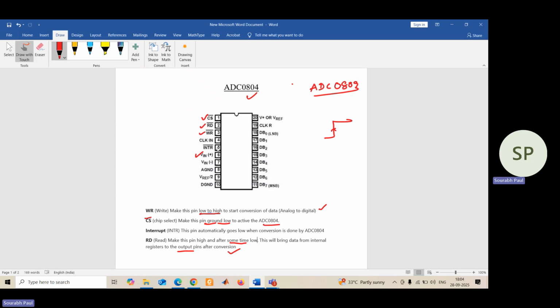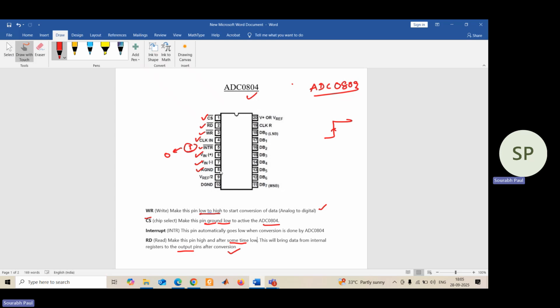Then how to check whether the conversion is over or not? This is done by the INTR bar pin. When the conversion is going on, it will show a value of 1 in the INTR bar pin. But when the conversion is over, it will automatically change to 0, and from there you need to understand the conversion is over. Then pin number 4, where you give the clock signal. Then V in minus has to be connected to ground.